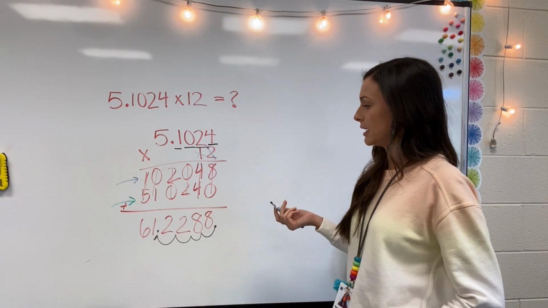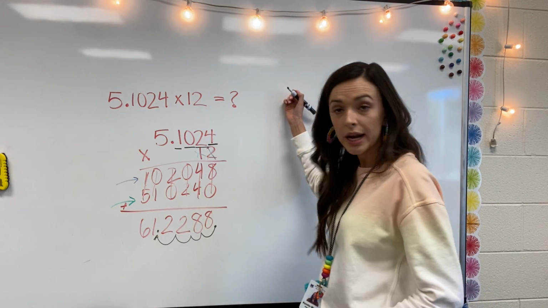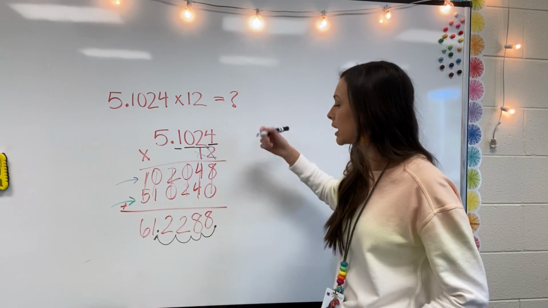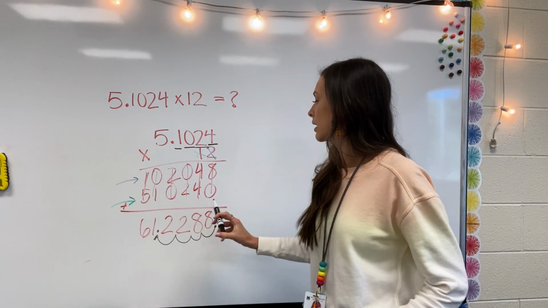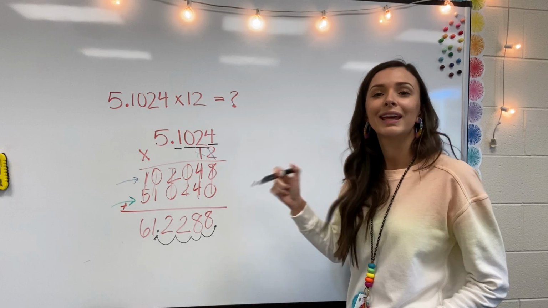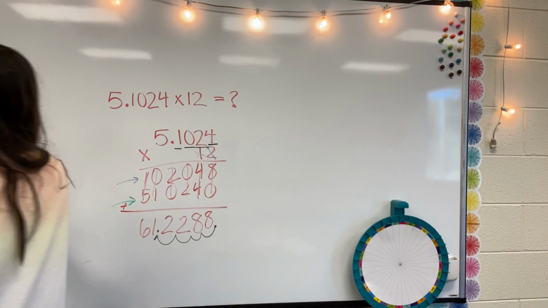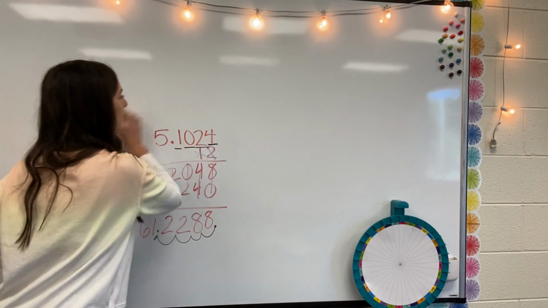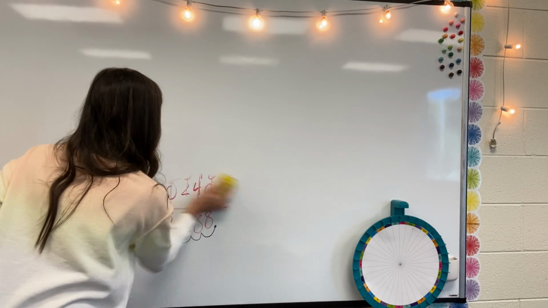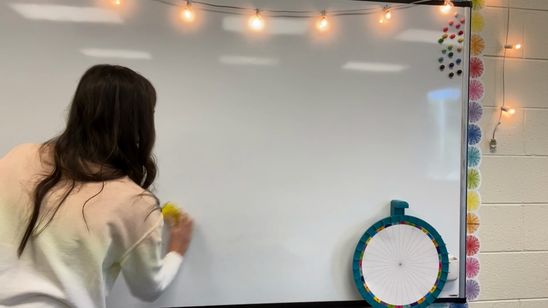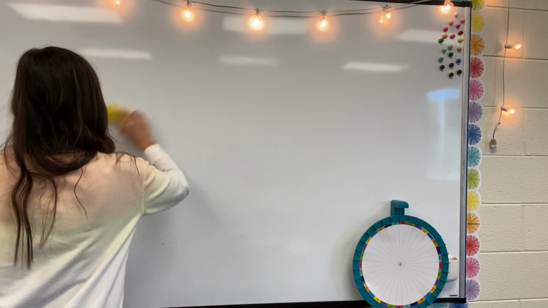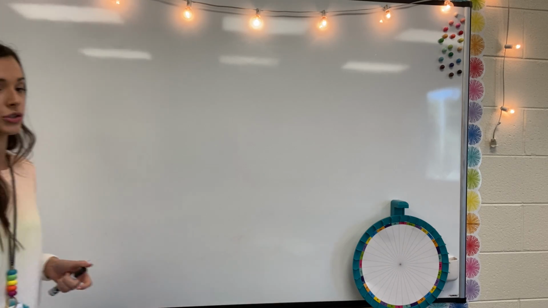And now my answer, or my product, my solution, my product is 61.2288. That is accurate. We're gonna do one more problem before we wrap up this lesson. So we've done some multiplying decimals by a single digit number. We've done multiplying decimals by a multi-digit number or 2-digit number. Now let's multiply a decimal by a decimal because, why not?